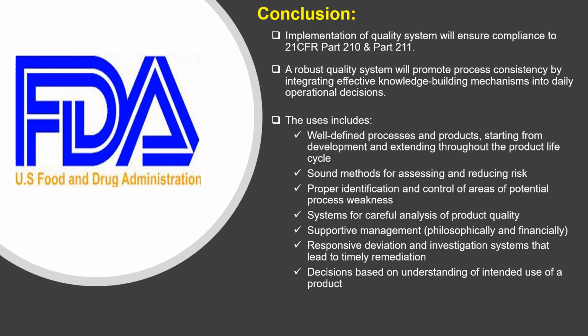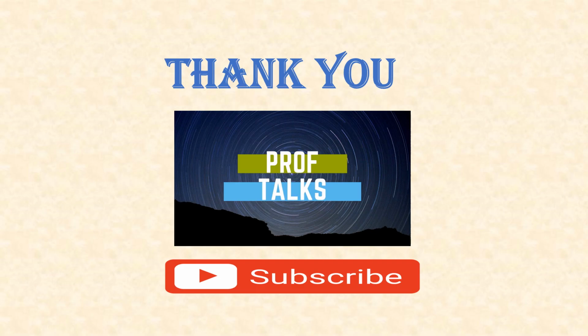The uses of this guidance include well-defined processes and products starting from development and extending throughout the product life cycle, sound methods for assessing and reducing risk, proper identification and control of areas of potential process weakness, a system for careful analysis of product quality, supportive management, philosophically and financially, a responsive deviation and investigation system that leads to timely remediation, and decisions based on understanding of the intended use of the product. That was all in today's presentation.